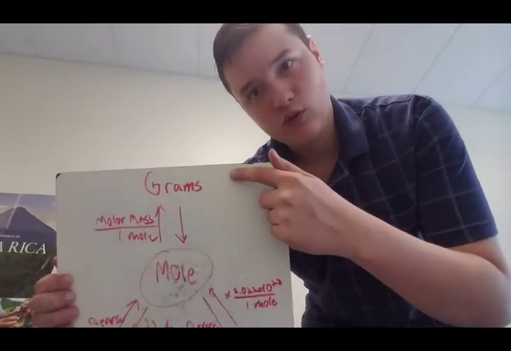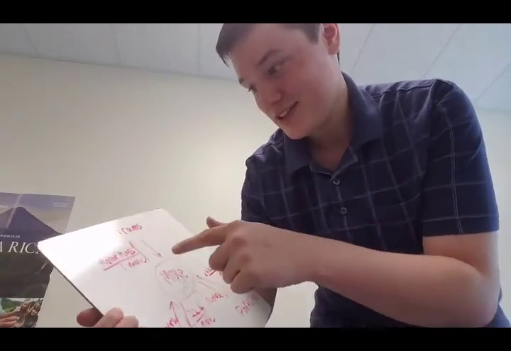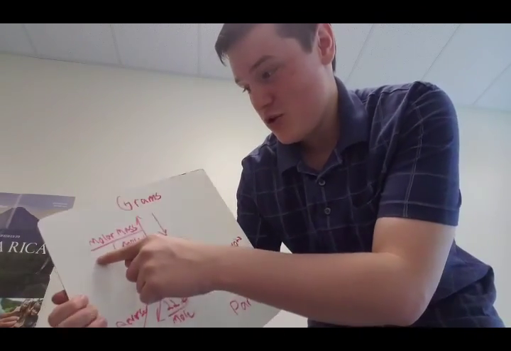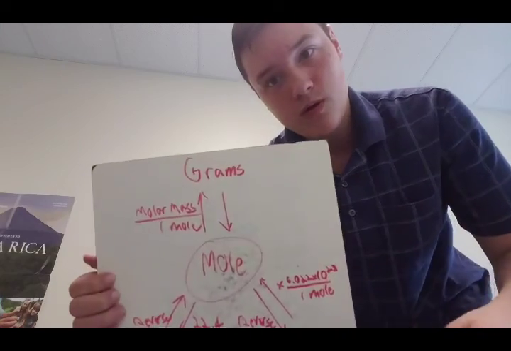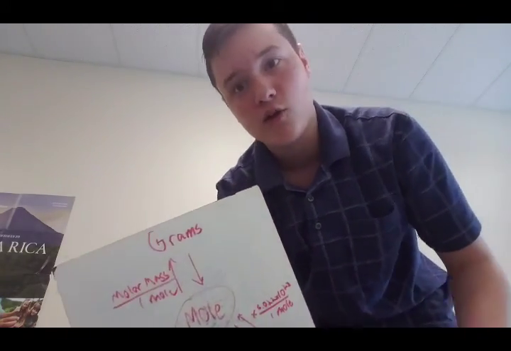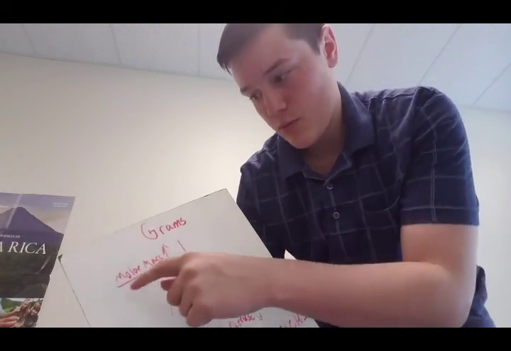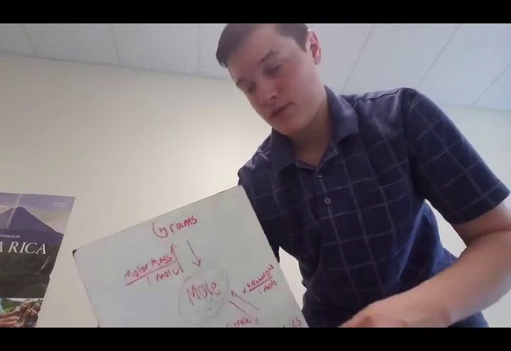So turning moles to grams, you put molar mass over the mole. The molar mass is not an exact number because it changes between each element and molecule. And to go from grams to moles, you just reverse it. You put molar mass under and 1 mole on top.